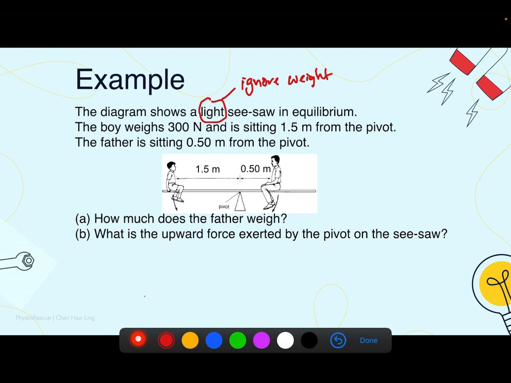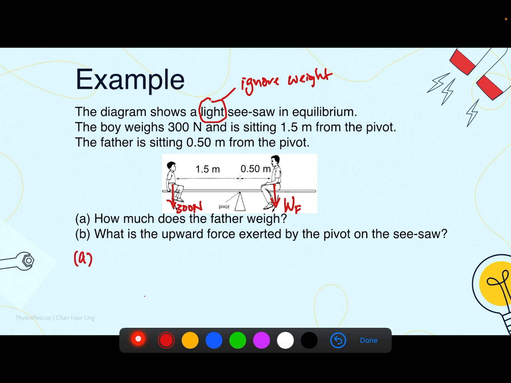So the boy weighs 300 newtons, so let's draw the force from the boy, 300 newtons. And the father's weight, we do not know, so let's call it WF for weight of the father. We want to find out what the weight of the father is. That's very straightforward. We just apply the principle of moments.